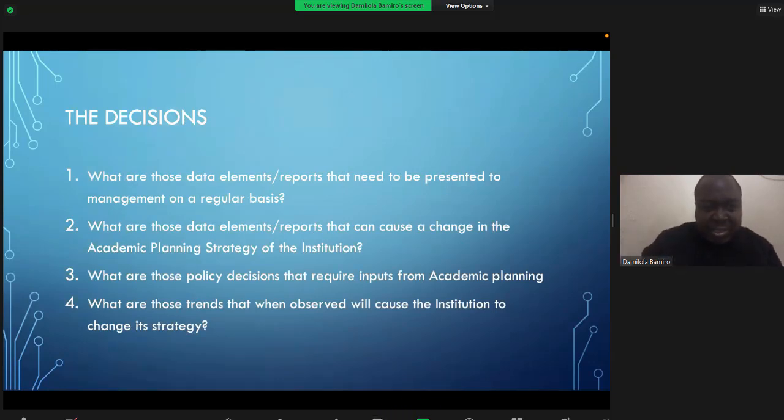We'll go more into these decisions. How do you make a decision? What are those data elements, reports that need to be presented to the management on a regular basis where management can take a decision? What are those data elements that can cause a change in academic planning strategy of the institution? What are those policy decisions that require inputs from academic planning directly? And of course, what are those trends that you'll observe? And these trends are not things that technology can completely tell you. You also need to begin to feel the data and begin to know what the system is telling you.